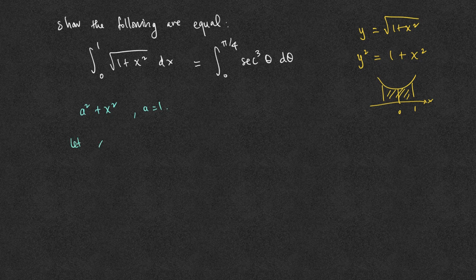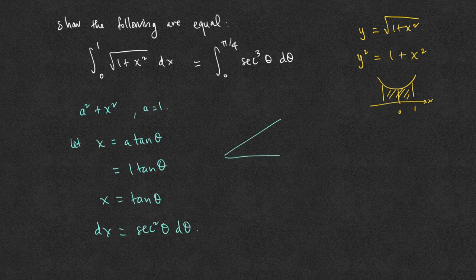equals 1. So we let x be a tangent of theta, where again a is 1. This is simply x equals tangent of theta. If x equals tangent of theta, then dx equals secant squared theta d theta. We then draw a generic right triangle and label one of the acute angles theta.